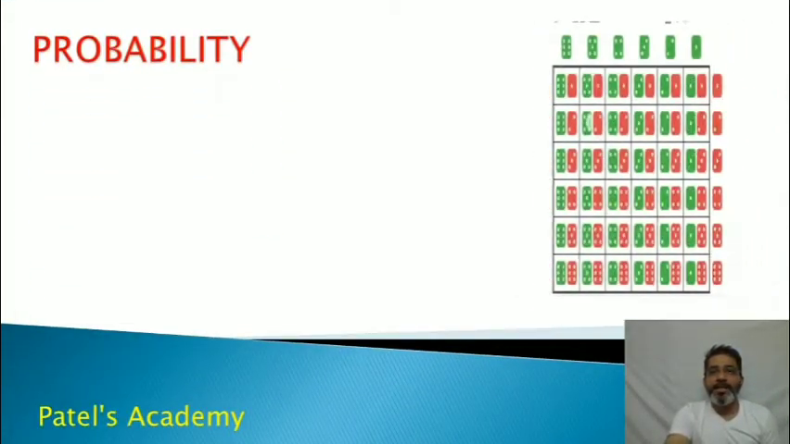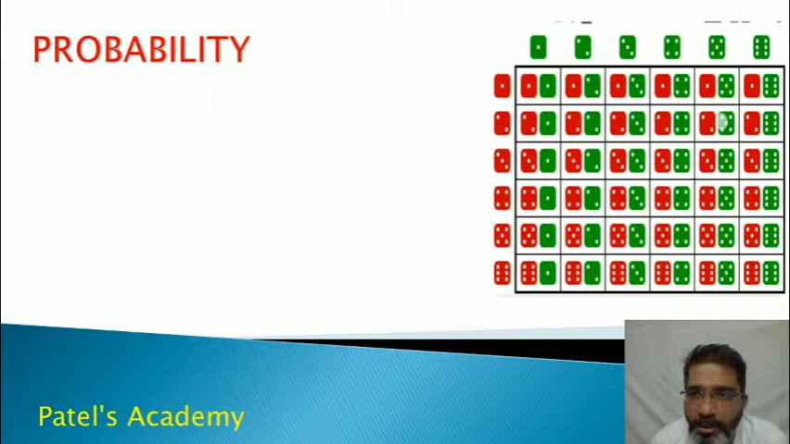Now, let us take an example of two dice. When I toss two dice, how many outcomes are there in total? Let's see. I have taken two different dice. One is red in color, another is green in color. If I take all the possible outcomes, there are going to be a total of 36 outcomes, that is 6 into 6.